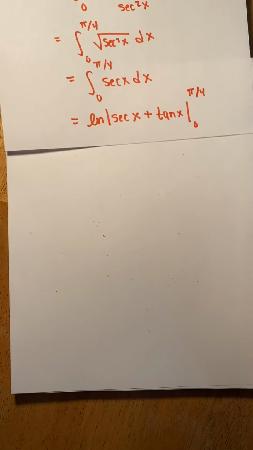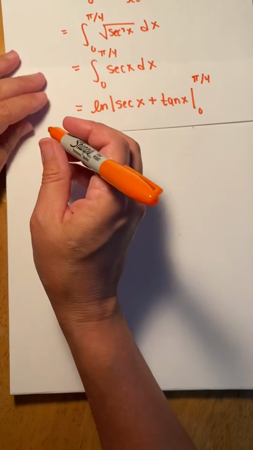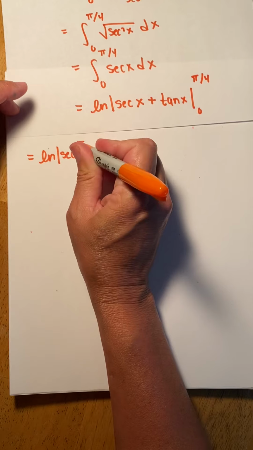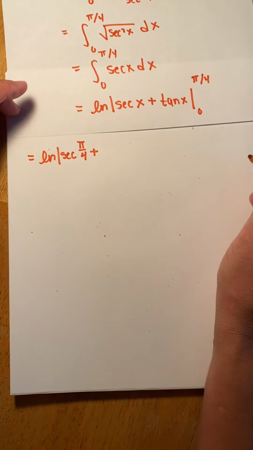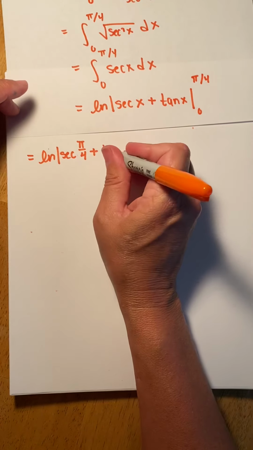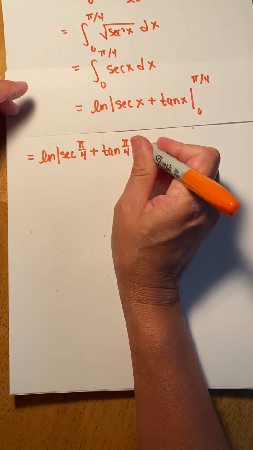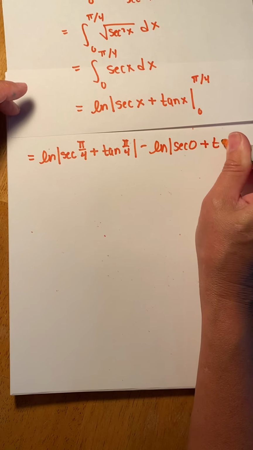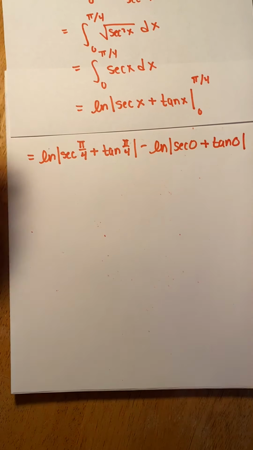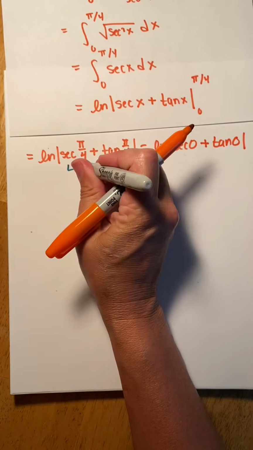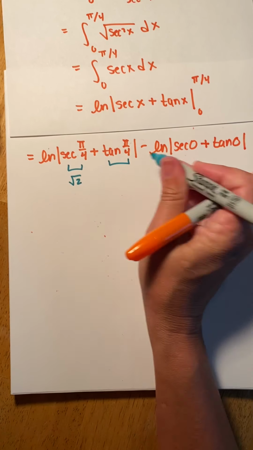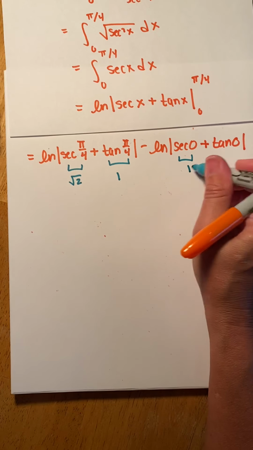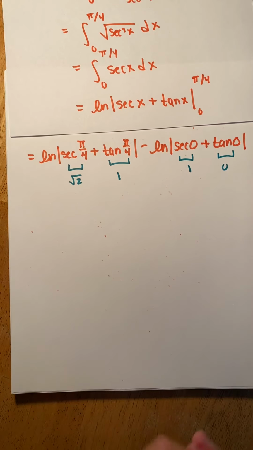Now again, always exact answers unless otherwise stated. So now here's where your trig knowledge comes into play. It's the natural log of the secant of pi over 4 plus the tangent of pi over 4, minus the natural log of the secant of 0 plus the tangent of 0. All right, well, the secant of pi over 4 is the square root of 2. Tangent of pi over 4 is 1. The secant of 0 is 1, and the tangent of 0 is 0.